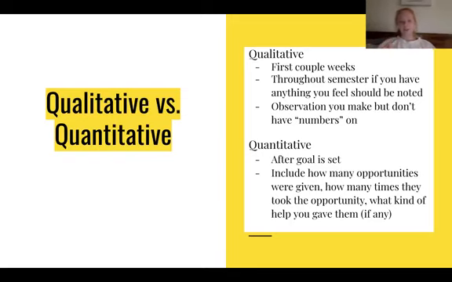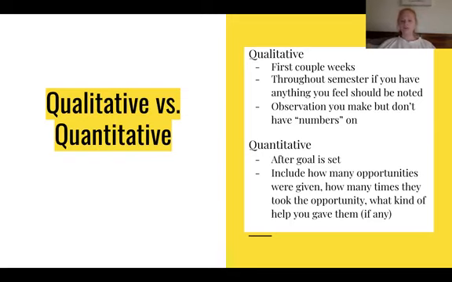Quantitative is going to be after the goal is set for sure, but also it can be taken at the beginning if you just want to kind of check yourself, and especially in the school and clinic setting, of course, you're going to be taking quantitative data before the goal is set. But at Rosa Parks, it's more qualitative. And quantitative is just going to be those checks, minuses, writing down numbers, exactly what they're doing, which is really important for tracking information. And then you're going to be including how many opportunities were given, how many times they took the opportunity, and what kind of help you gave them.